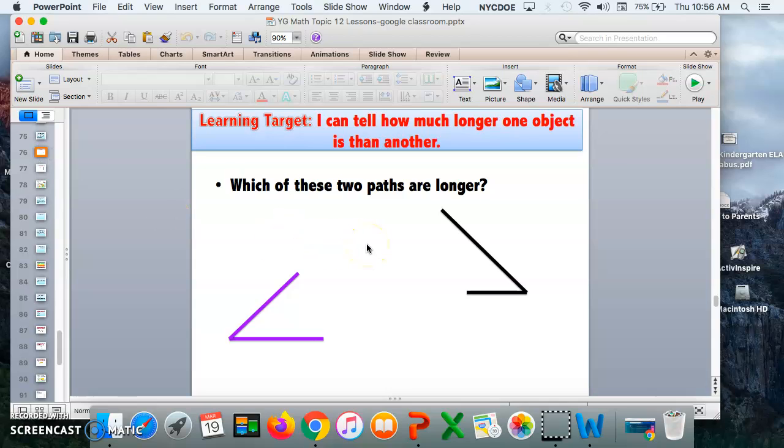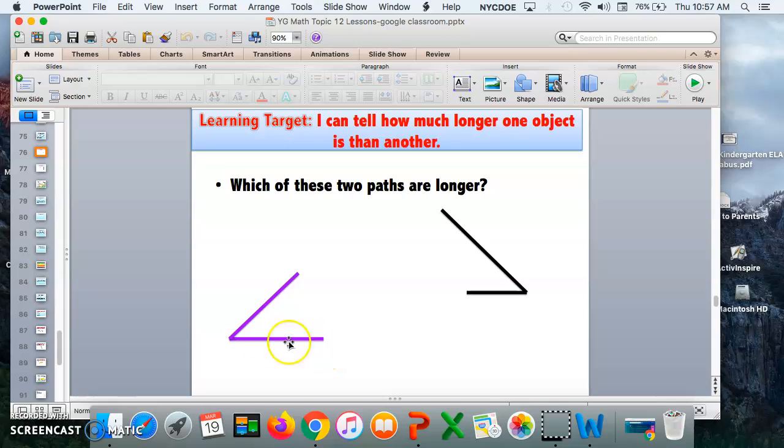All right, boys and girls, let's look at these two paths. This is asking you, which of these two paths is longer? I want you to think about both paths when you estimate and measure. So we're looking at this purple path. What we're going to do now is take a ruler and measure this part first, the top part. Let's say this top part is about 3 centimeters.